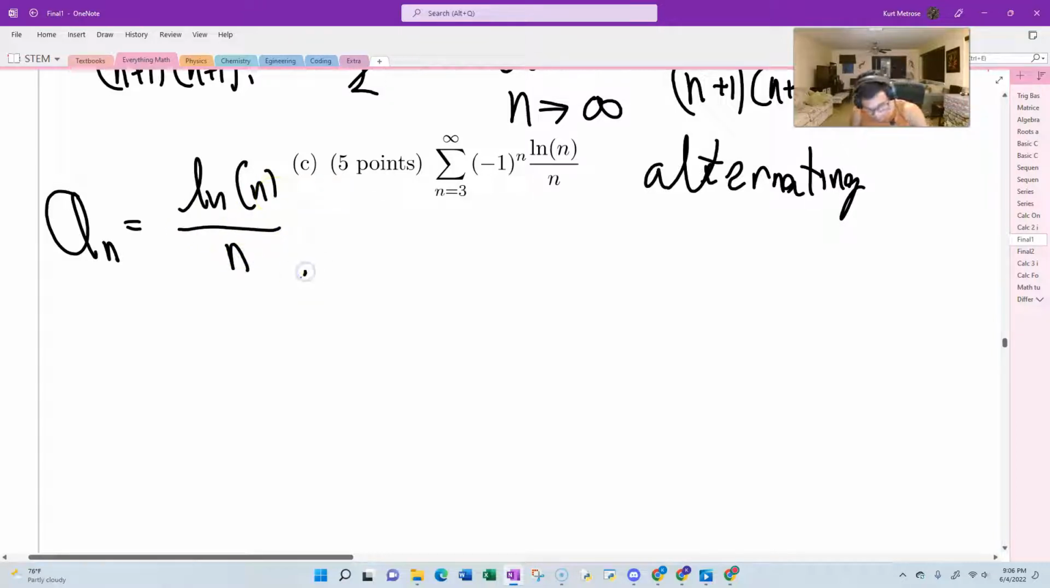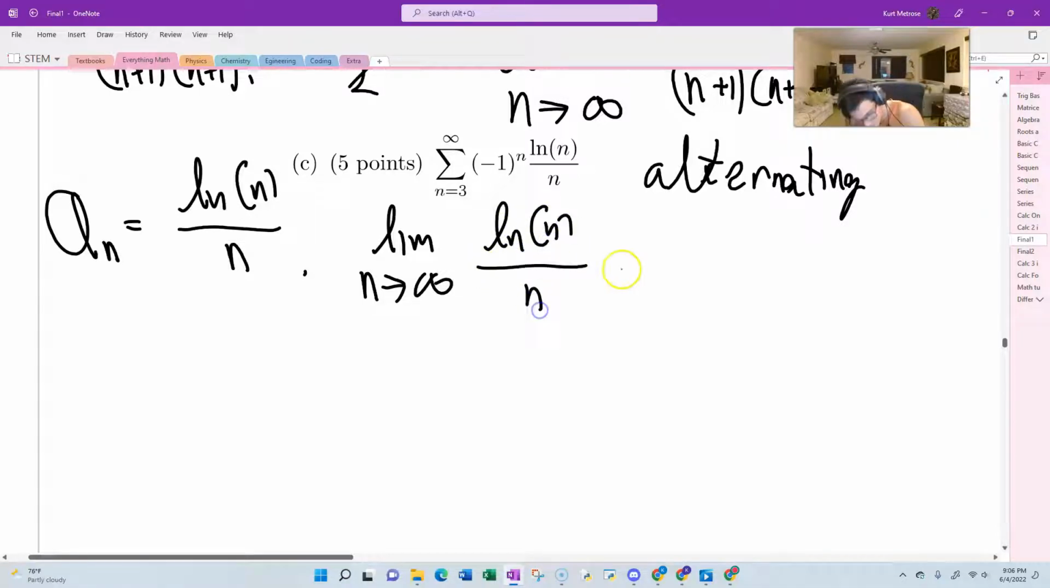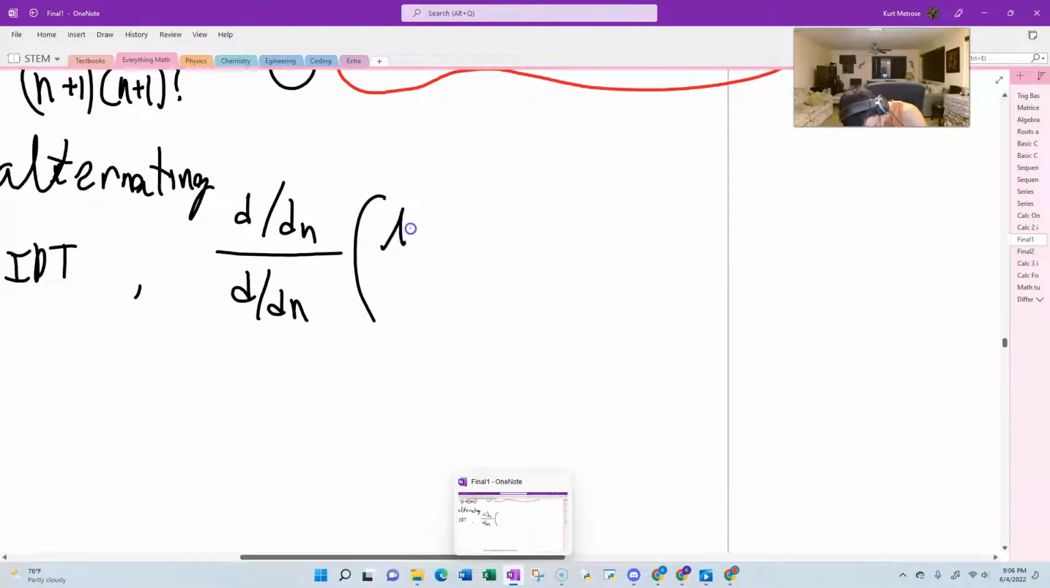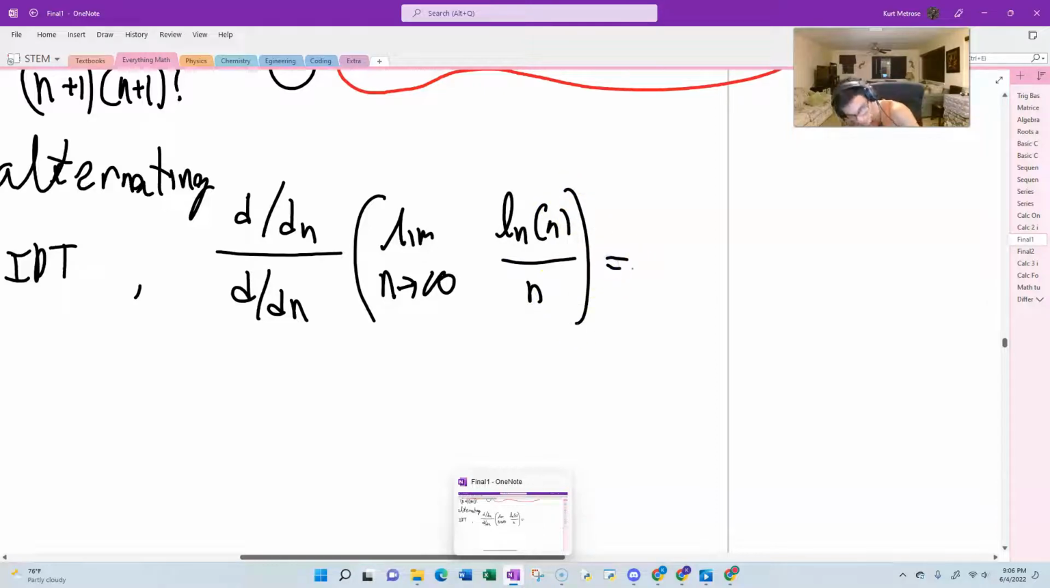Okay. So, if we take the limit as n goes to infinity for ln n, we get an indeterminate form if we go right away. Not very good. So, what do we need to do? We need to use L'Hopital's rule. So, take the d/dn of this limit as n goes to infinity for ln n. What do we get?